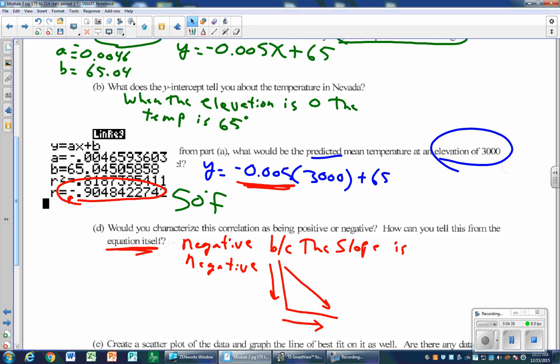We all know how to do a scatter plot, so that's a review of today's homework, page 202. If you have any questions, make sure you ask me in class.